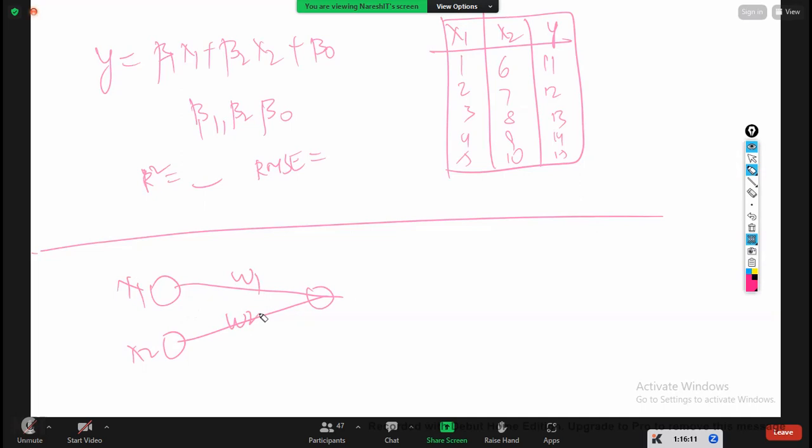Is that clear now? Are the points clear? How to design the neural network and how the neural network works. Everything is clear. Still any questions?